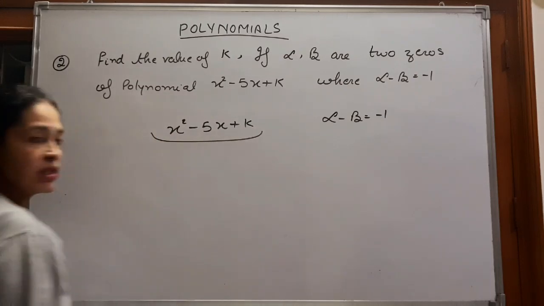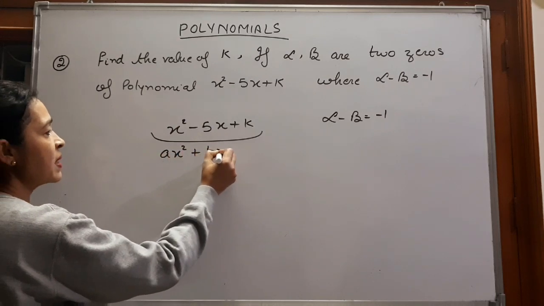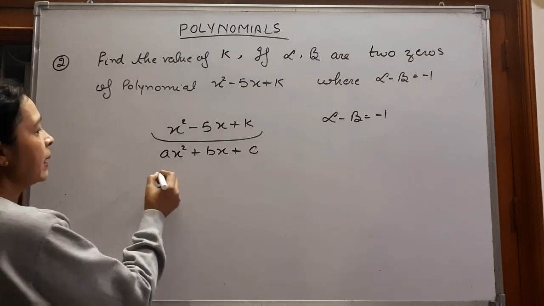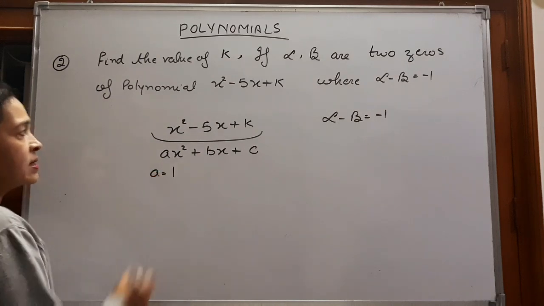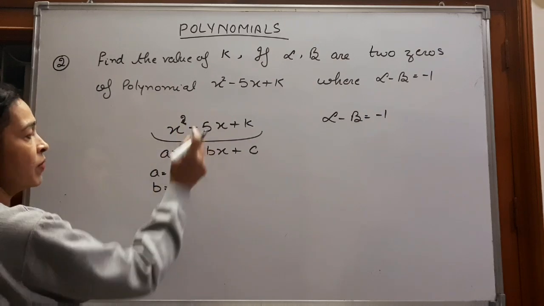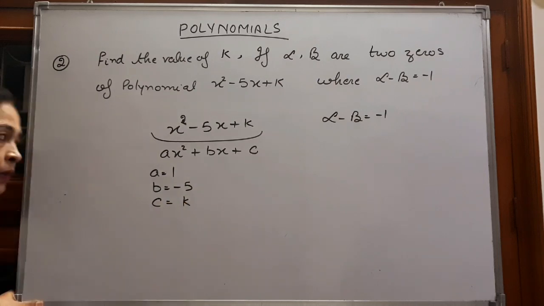In this case, what is the general form? The general form is ax square plus bx plus c. This is the general form for a quadratic polynomial. In this case, a is 1, the coefficient of x square. What is b? The coefficient of x, minus 5. And what is c? k.